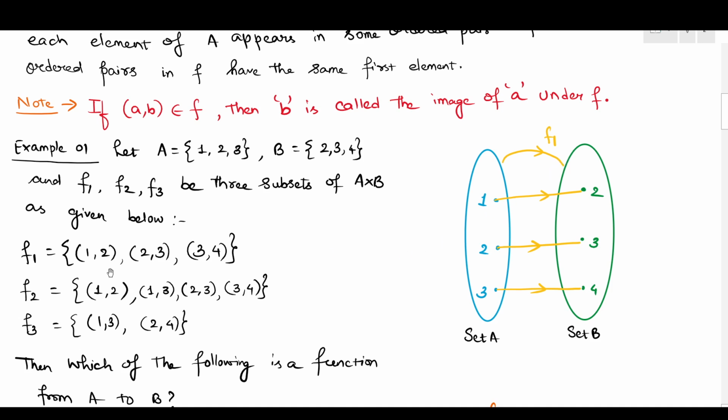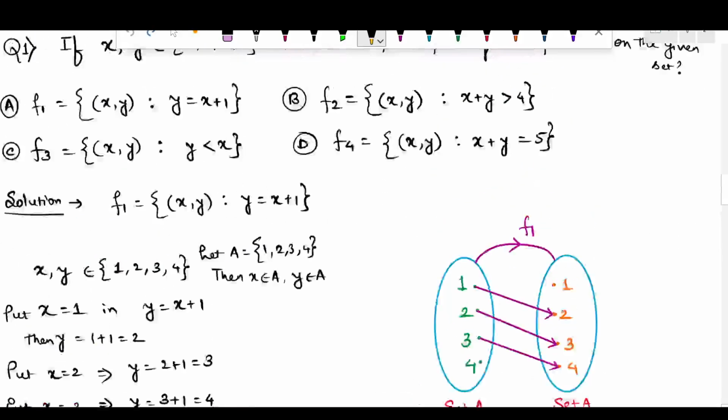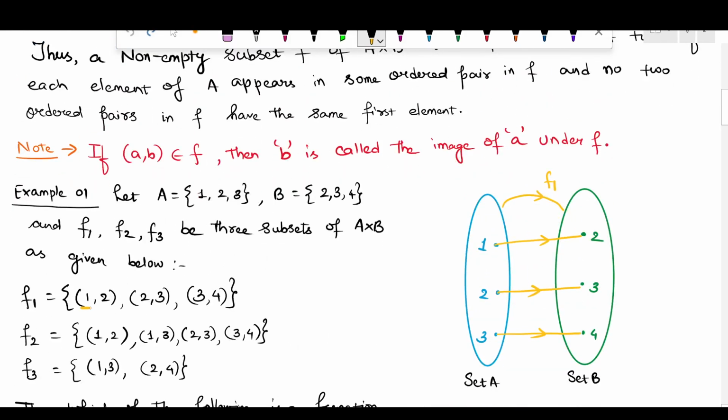So is F1 a function from A to B? We want to check it. See, here the first element is 1 over here. Here first element is 2 and here first element is 3, right? So yes, every ordered pair has a different first element, right? Means no two ordered pairs have the same first element. So F1 is a function from A to B.